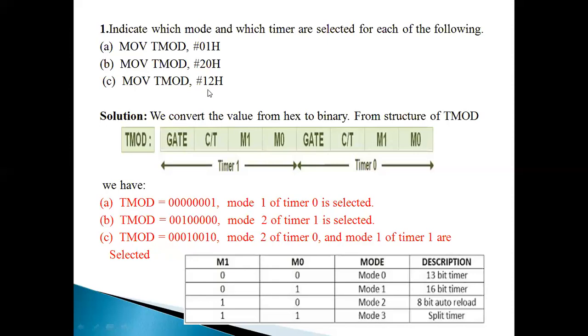Next value is 12H. Here you have both the timers selected. In the upper nibble, the value for M1 and M0 is 01. 01 is for mode 1, and since it's the upper nibble, it is for timer 1. So mode 1 of timer 1 is selected, and in the lower nibble, the value is 10. 10 is mode 2. Mode 2 of timer 0 is selected. Both the timers are selected, but with different modes.